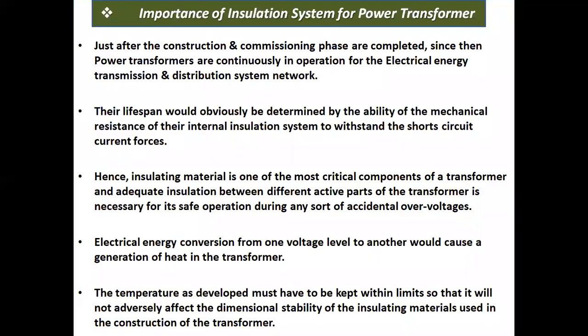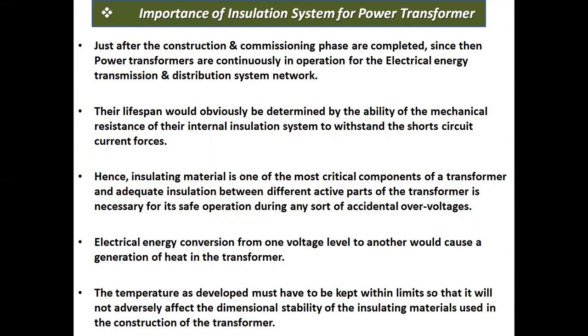Importance of insulation system for power transformer. Just after the construction and commissioning phase are completed, power transformers are continuously in operation for the electrical energy transmission and distribution system network. Their lifespan would obviously be determined by the ability of the mechanical resistance of their internal insulation system to withstand the short circuit current forces.